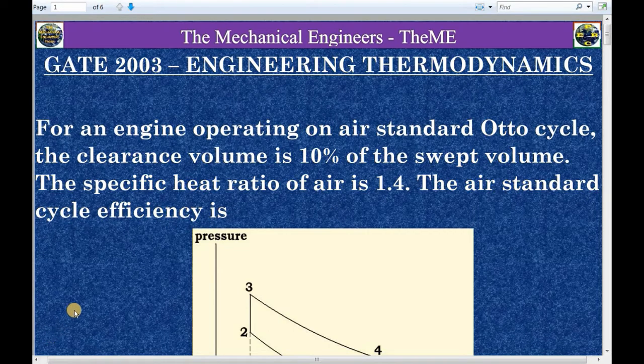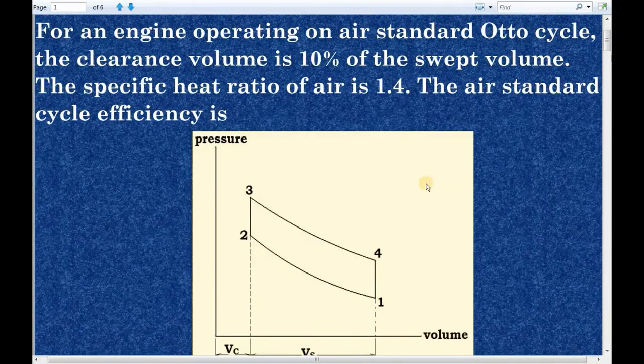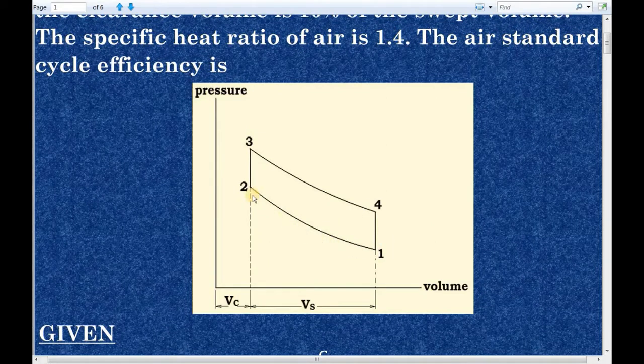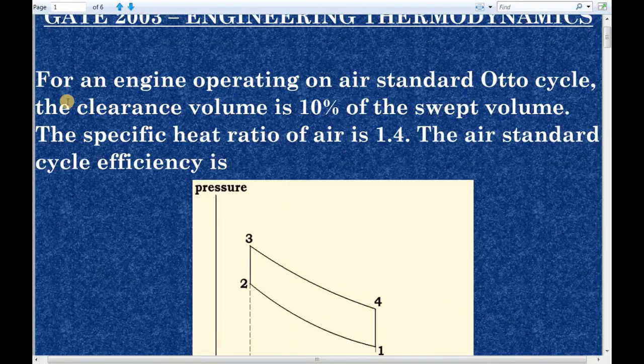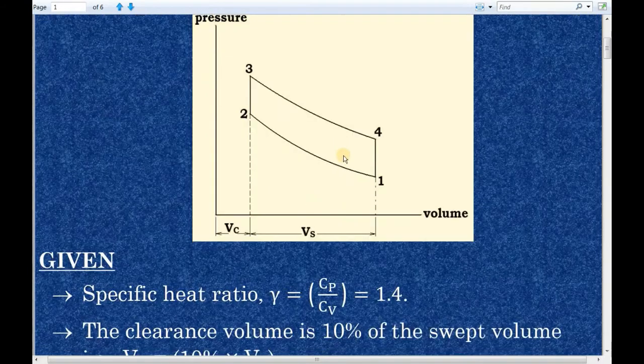Now I will analyze the question. An engine is being operated for producing work output. The working principle of this engine is the Otto cycle, which means the engine will undergo 4 processes: reversible adiabatic compression, constant volume heat addition, reversible adiabatic expansion, and constant volume heat rejection. In this engine, the clearance volume is 10% of the swept volume. That is, Vc is equal to 10% of Vs.